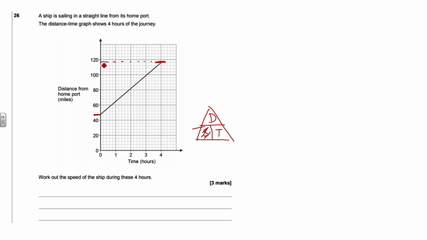In order to do that effectively, I need to know how big these squares are. So I've got from 40 to 60, a difference of 20, divided by the 5 little squares. Each little square is therefore worth 20 divided by 5, which is 4. So that's 48 miles from home port. And then 4 squares down from 120 will be 116.